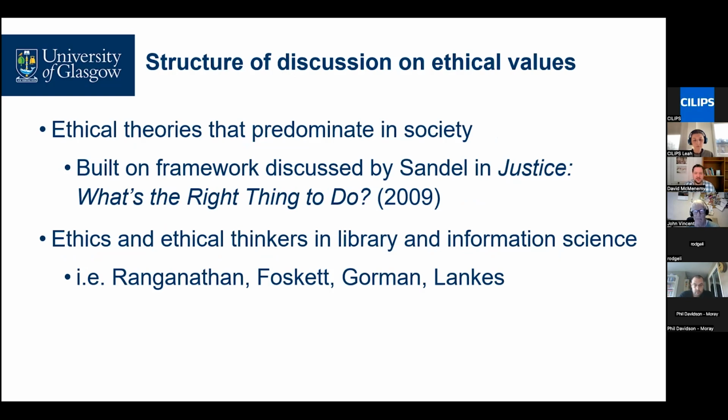So how have I broken that discussion up on ethical values in the materials themselves? Well, the first section discusses the ethical theories that predominate in society, and that's built on the framework discussed in Michael Sandel's book, Justice: What's the Right Thing to Do?, which I highly recommend if you haven't read it. It's a fantastic book on political philosophy. And then I talk about ethics and ethical thinkers in library and information science. So the four authors I highlight are Ranganathan, Foskett, Gorman, and Lankes, because what I tried to do was pull out essentially people who had formulated a philosophy of librarianship. So they're four of the main people that have done that.